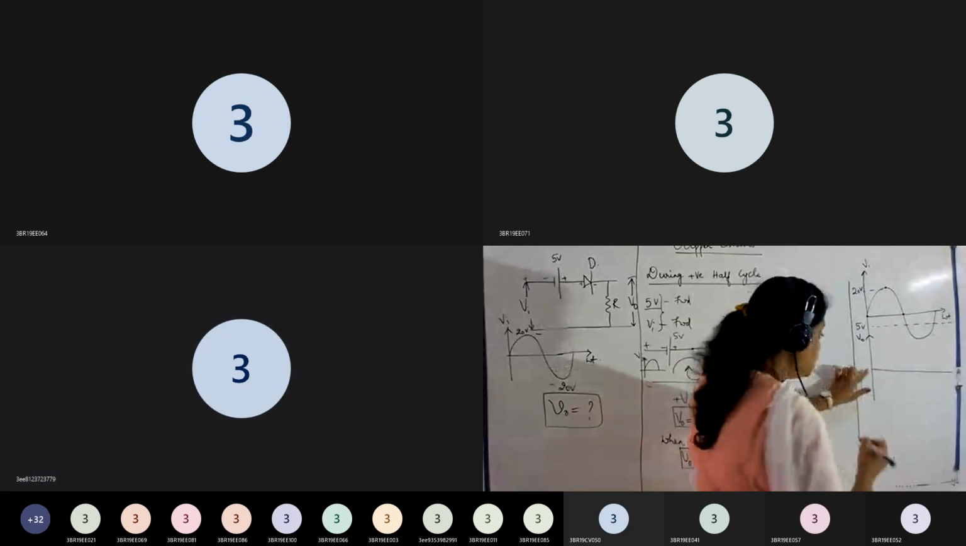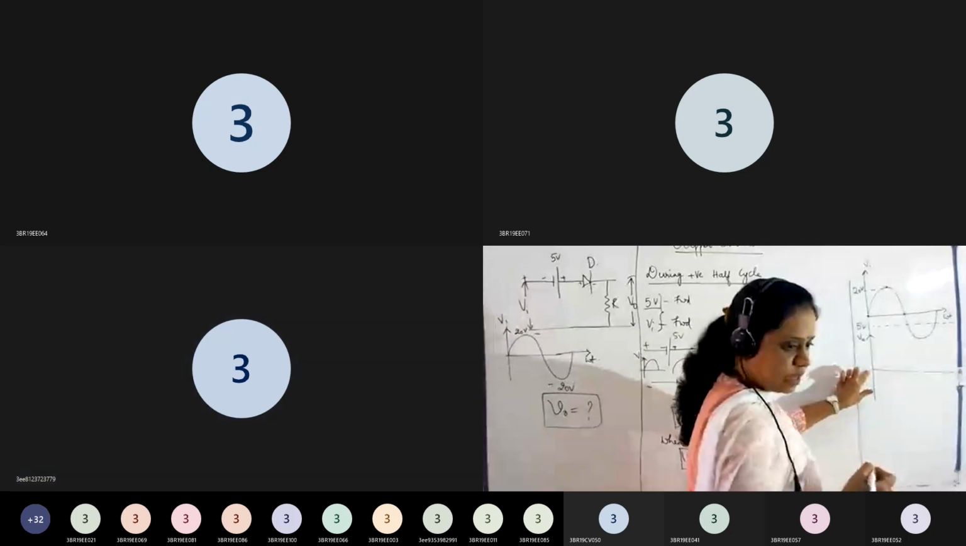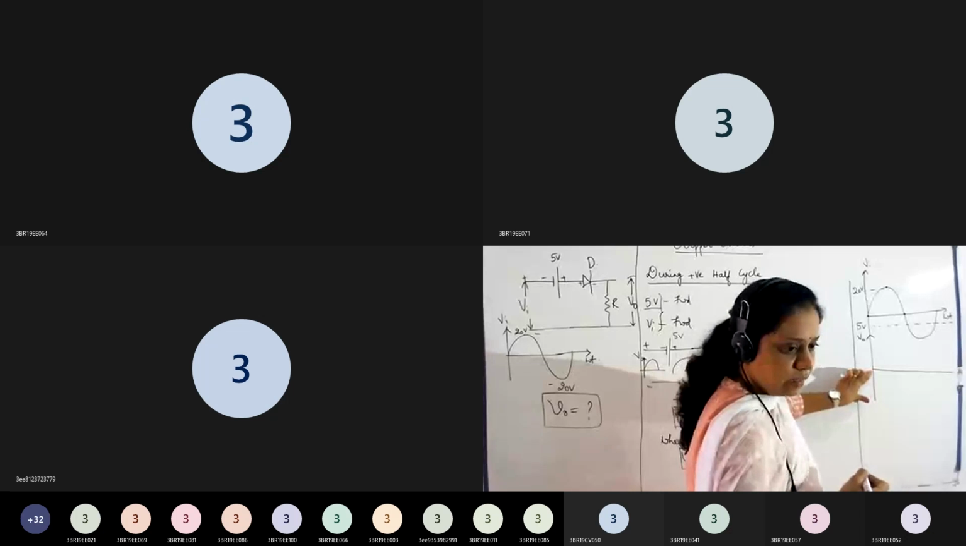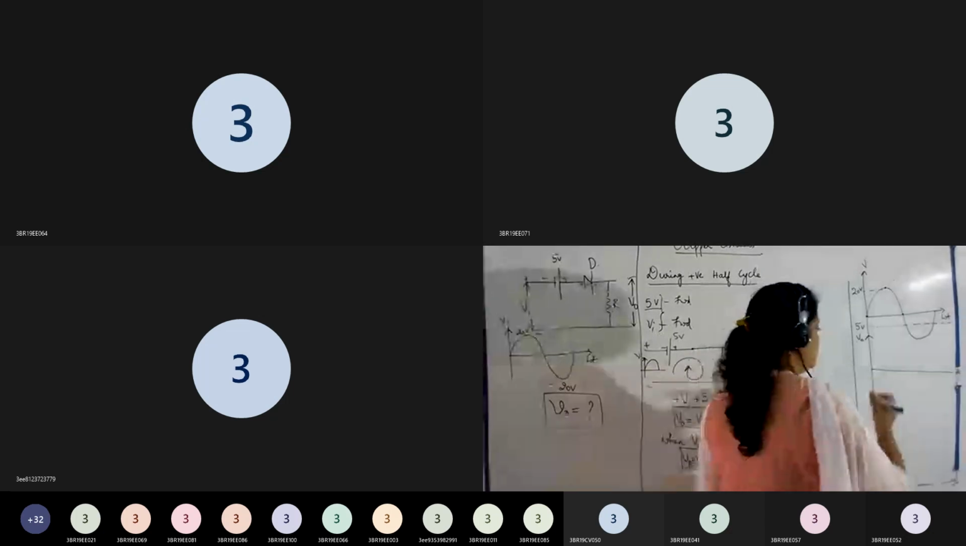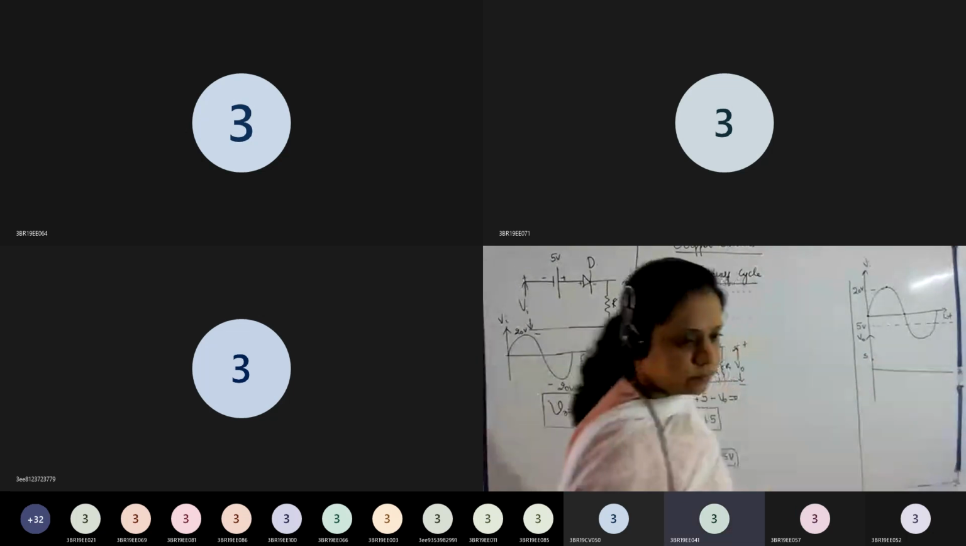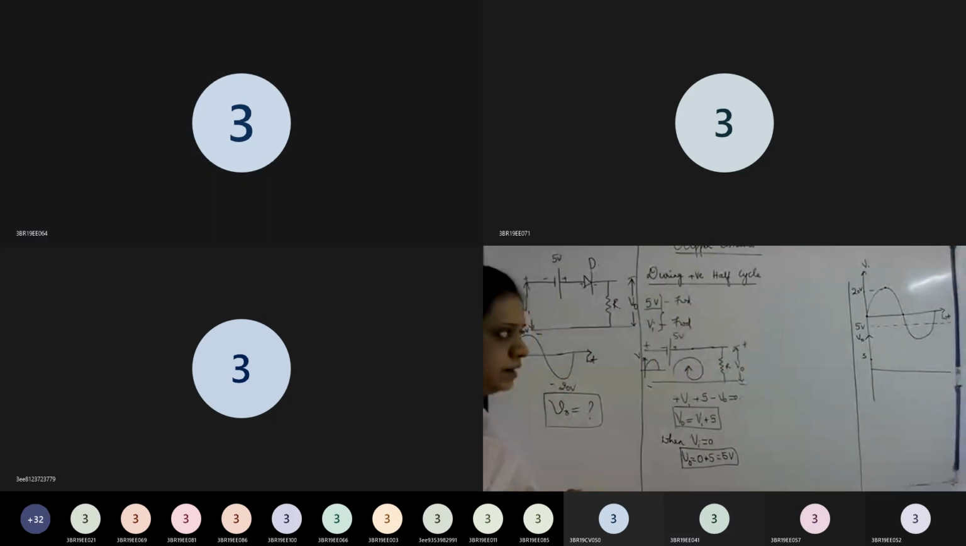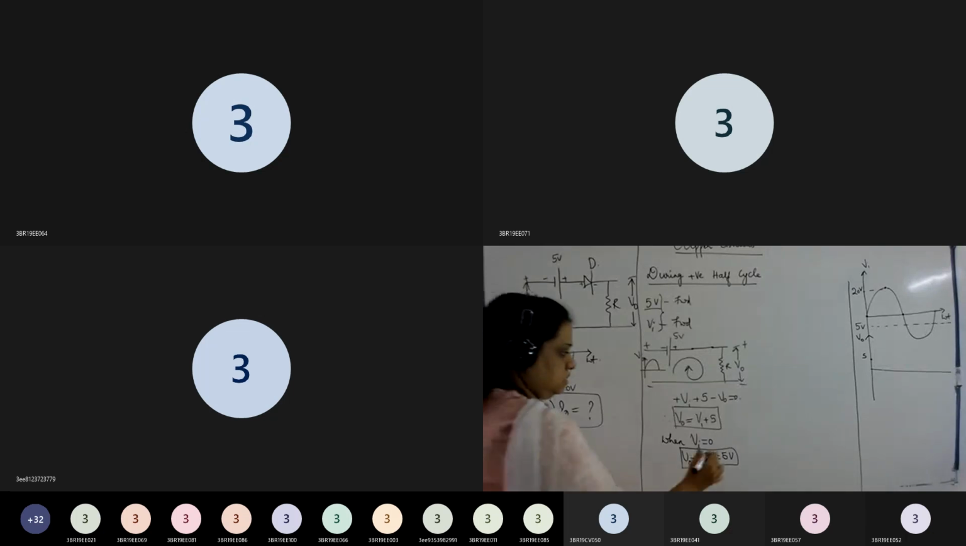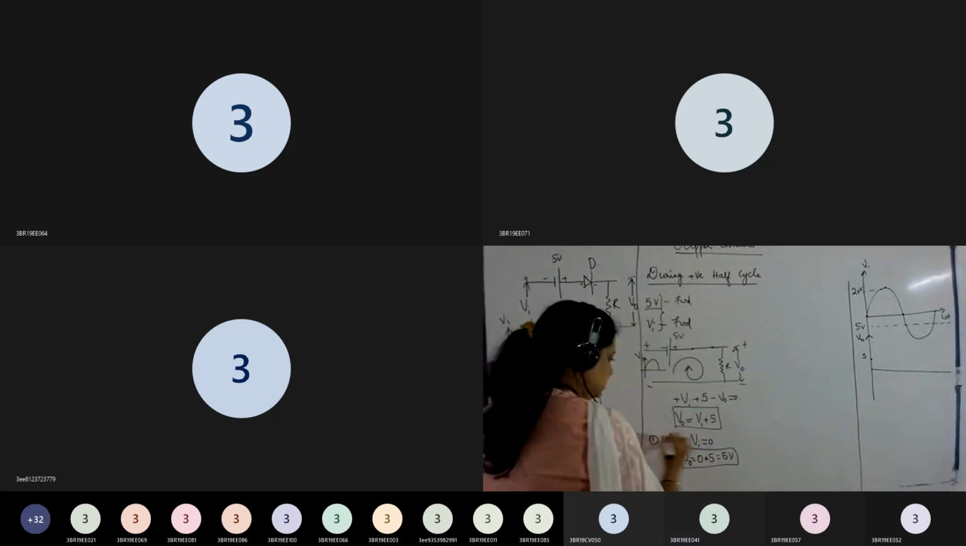So V0 is not 0. You should not start from 0 here, because V0 is equal to Vi plus 5. So when Vi is 0, V0 is 5 volt. Right? Correct? Okay, this is the first point.